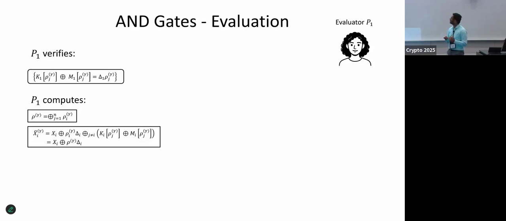So then once P1 obtains the shares, it verifies the consistency of all the additive shares using its MAC key delta 1. And once it is satisfied, it computes the garbled labels for the output wires such that the invariant holds to process the next gates.